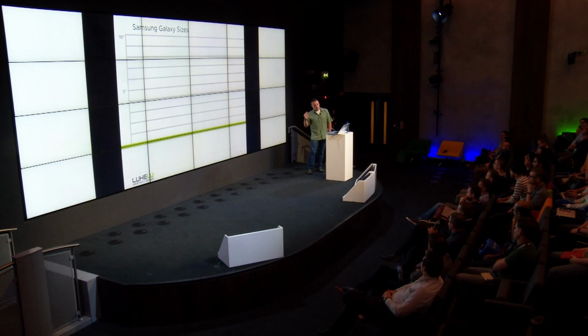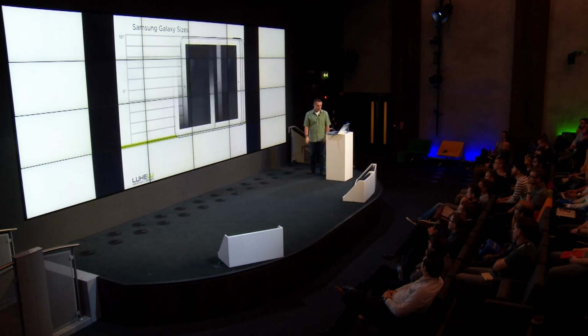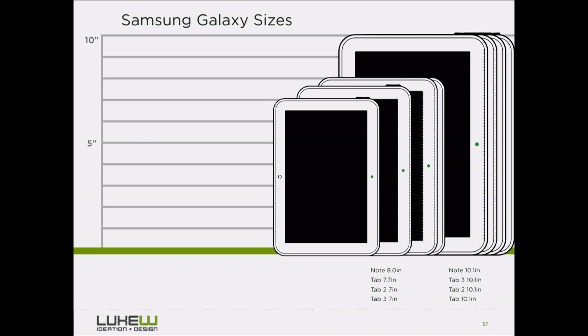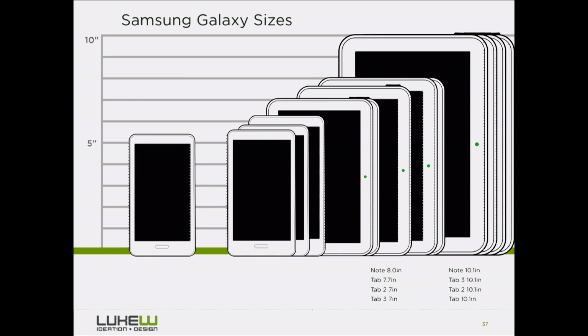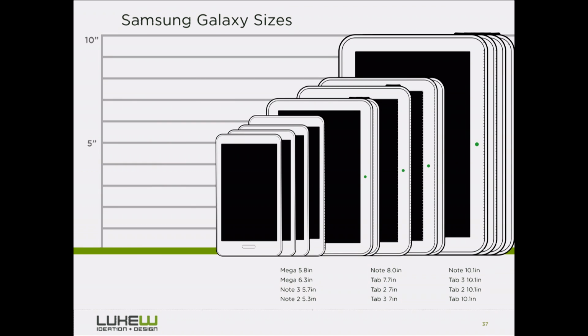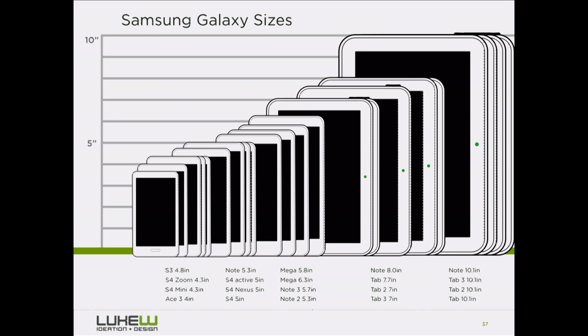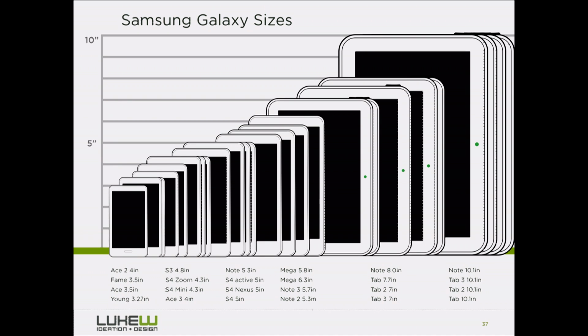And when it comes to things like this, this is one of the slides I was looking at, right? Even if you just look at the one manufacturer, Samsung, one lineup of their devices, Galaxy, here's kind of what you see. There's the Note 10, the Tab 3 10, the Tab 2 10, the Tab 10, there's the Note 8, the Tab 7, the Tab 2 7, the Tab 3 7, there's the Mega 5.8, the Mega 6.3, the Note 3, the Note 2, the Note 5, the S4 Active, the S4 Nexus, the S4, the S3 IV, the S4 Zoom, the S4 Mini, the Ace 4, the Ace 2, the Fame 3, the Ace 3, the Young 3.